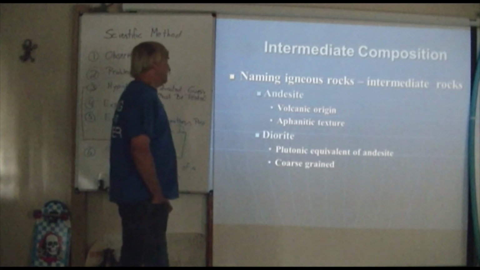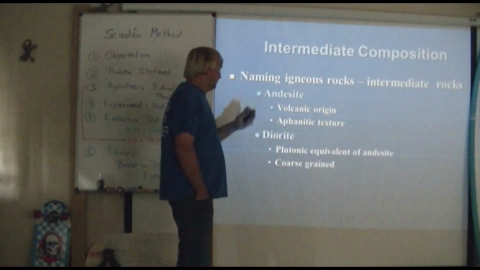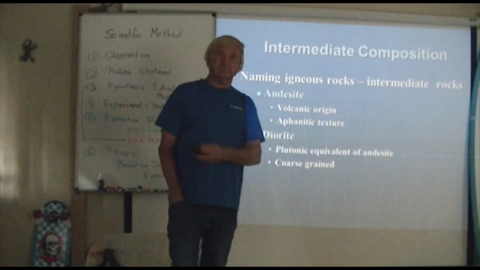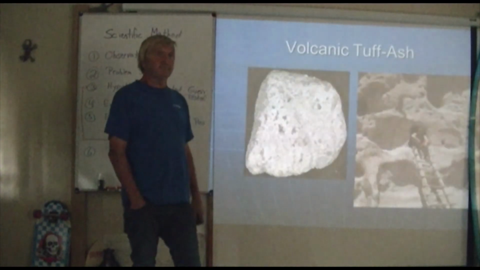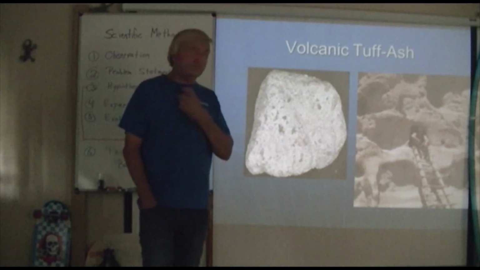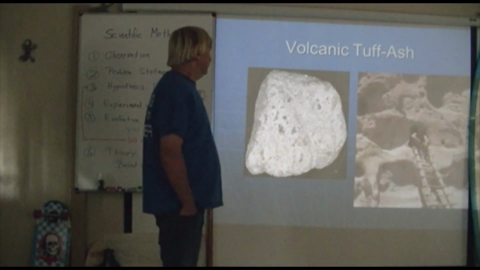Then there's the intermediate composition. There's the andesites and the diorites. These rocks contain half quartz and half iron. So volcanic tuffs, ash tuff, excuse me. This is all the material that comes out of volcanoes.